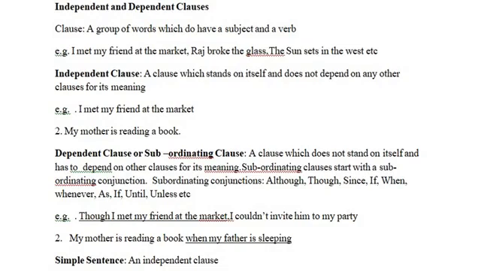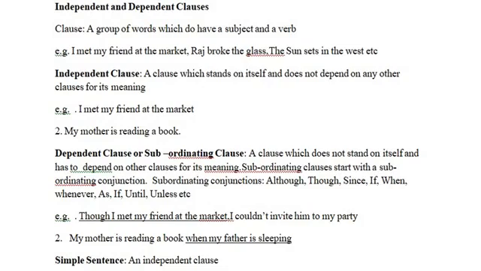Independent and dependent clause. So in the previous session we discussed what a clause is. Clause is nothing but a group of words which holds a subject and a verb. For example, I met my friend at the market. Raj broke the glass. The sun sets in the west. So I is a subject, met is a verb, therefore it's a clause. Raj is a subject, broke is a verb, therefore it's a clause. So a group of words which have a subject and a verb is nothing but a clause.